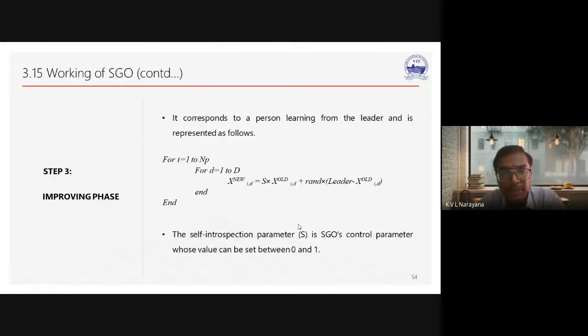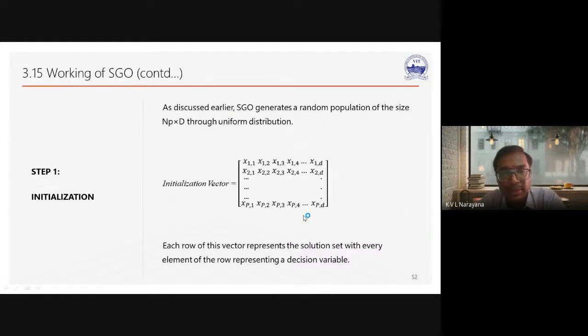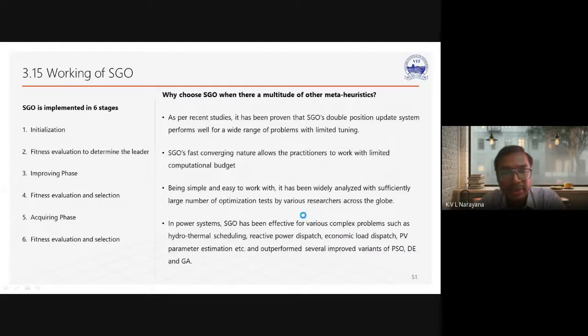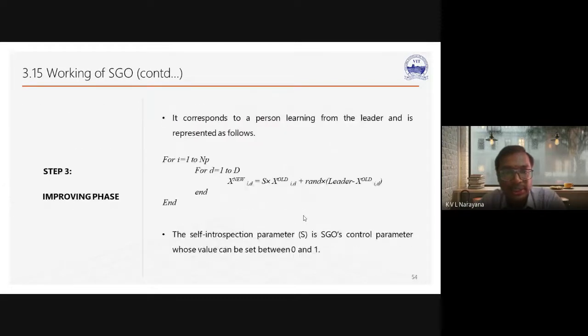So as per the fitness function, this is the initialization, right? You can see in the improving phase, there is an S factor. If S equals 1, X new equals X old, that's all. That means there is no updation. So S must be as small as possible, then only there will be better exploration and exploitation. Better exploration will take place when S is minimum.